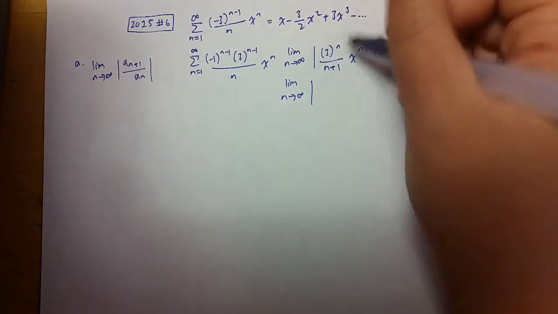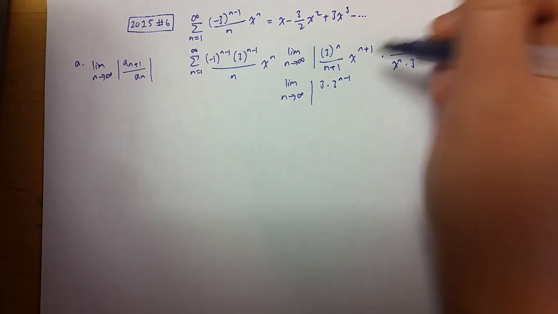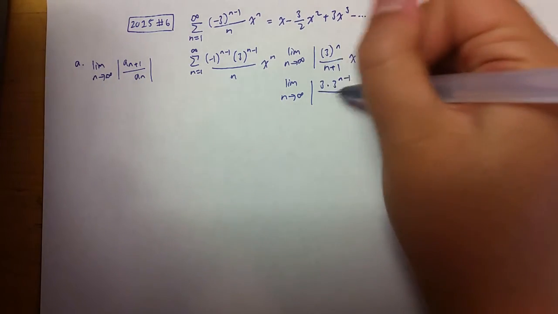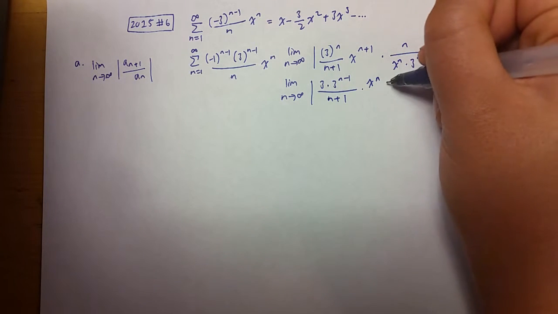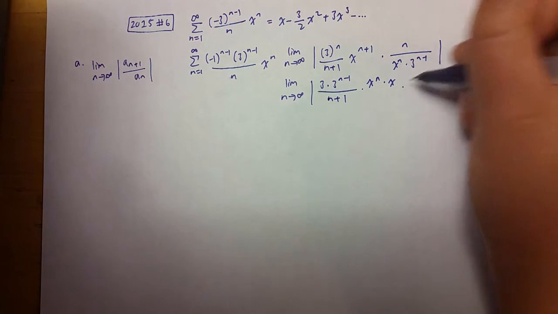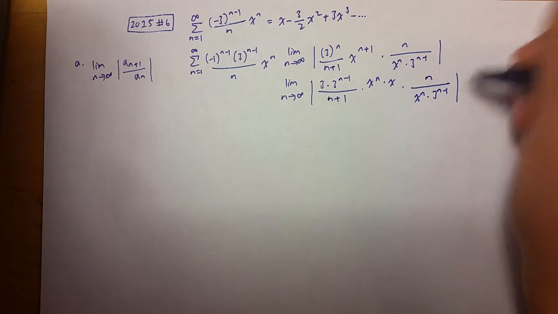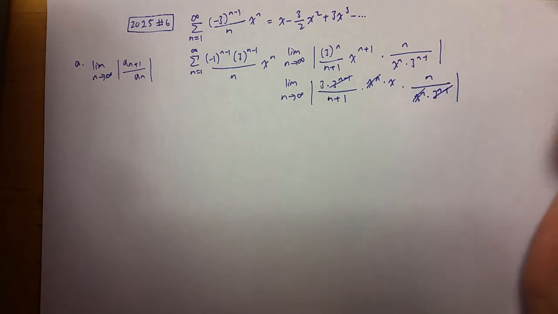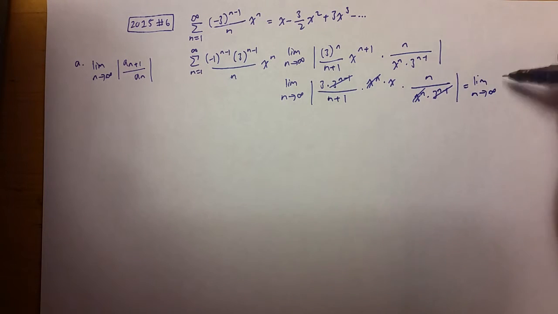For example, 3 to the n is the same thing as 3 times 3 to the n minus 1, because n minus 1 plus the 1 here is n. And x to the n plus 1 also equals x to the n times x. And then multiply that. Just rewrite those, and we'll see that now a lot of these terms will cancel out. And what we're left with is the limit as n goes to infinity of the absolute value of 3x times n over n plus 1.